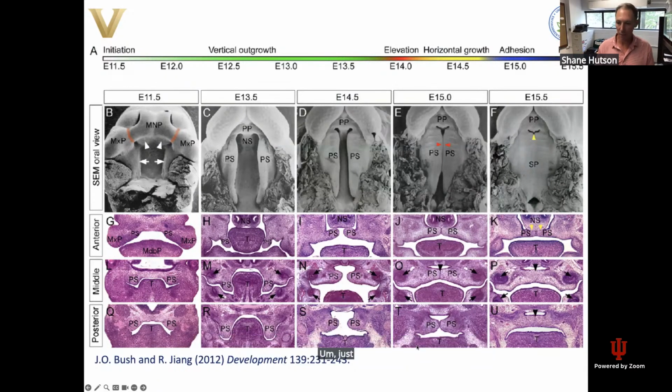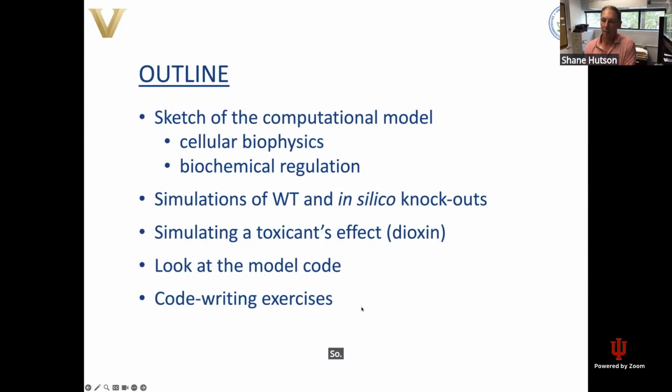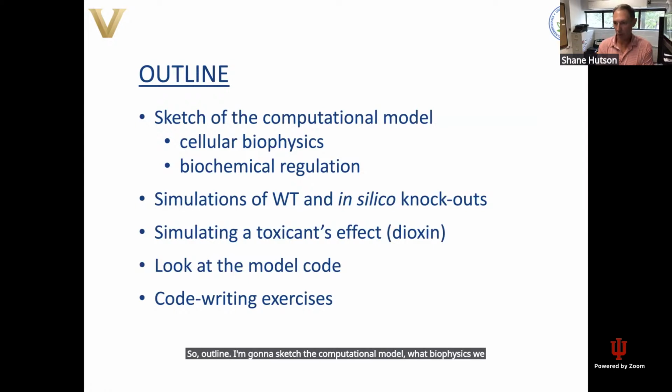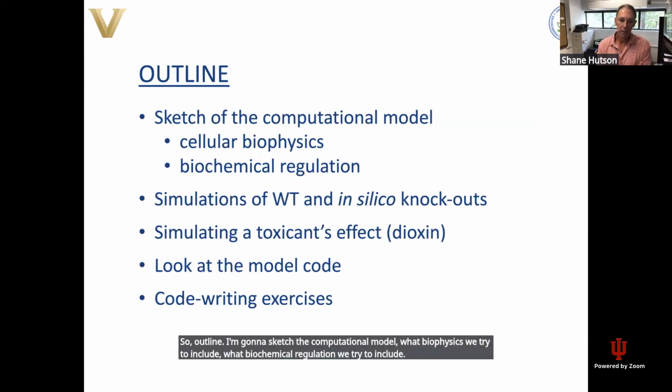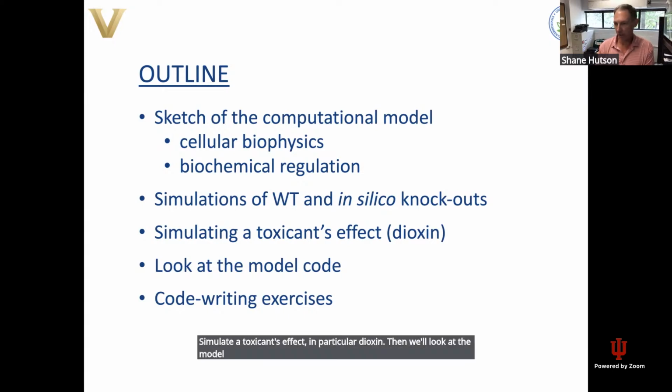Just another view of it. I think we've touched on this enough that we can go into it. So outline. I'm going to sketch the computational model, what biophysics we try to include, what biochemical regulation we try to include, show you some simulations of wild-type fusion and in silico knockouts, simulate a toxicant's effect, in particular dioxin. Then we'll look at the model code a little bit, and there's some exercises built into the end of this that you can work on.